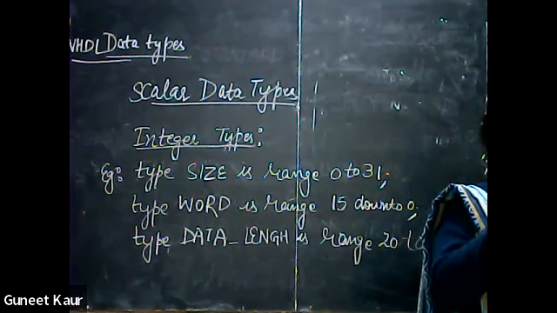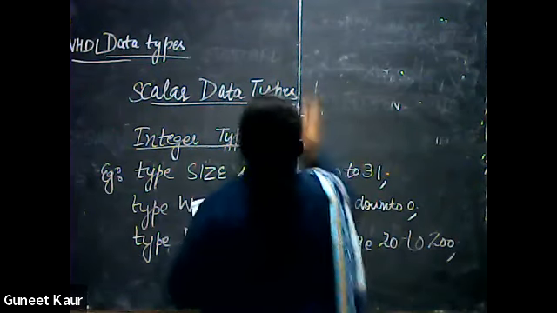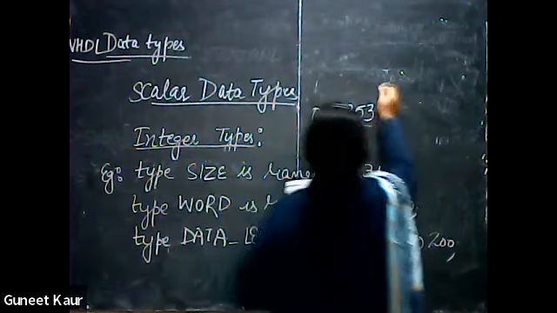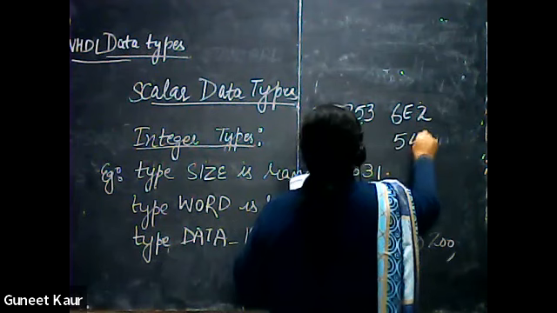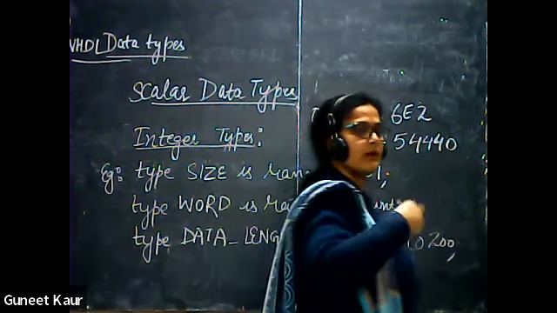And the values which belong to this integer type are known as integer literals. Examples of integer literals are 0, 253, 6E2, 54440. These are all integer values.